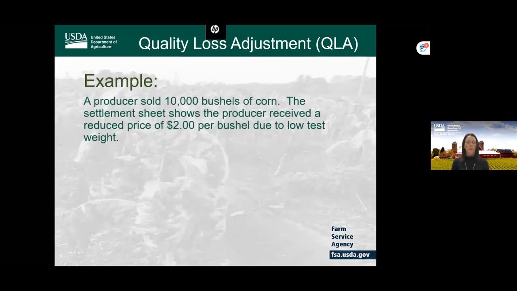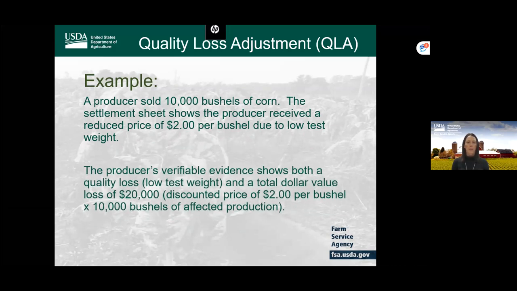So here, for an example of using a producer's loss, we have a producer who sold 10,000 bushels of corn. The settlement sheet shows the producer received a reduced price of $2 per bushel due to a low test weight. The producer's verifiable evidence shows both a quality loss, which we documented on the settlement sheet as low test weight, and a total dollar value loss of $20,000, which would be that discounted price of $2 times the 10,000 bushels. So if both of those are documented on that settlement sheet, then the producer would receive a payment for QLA based on their loss.